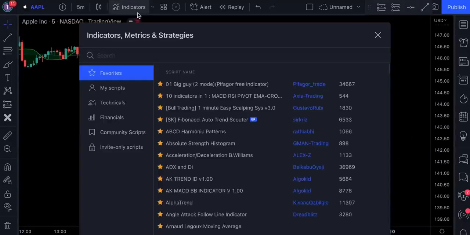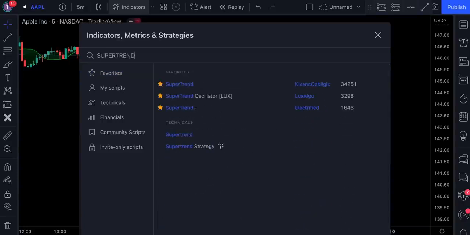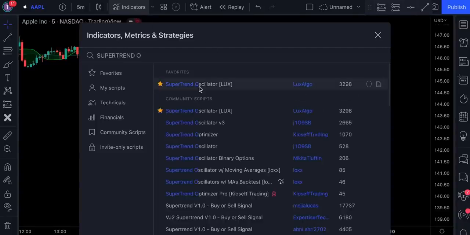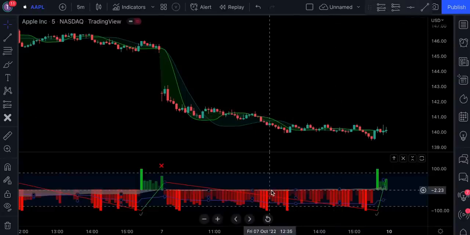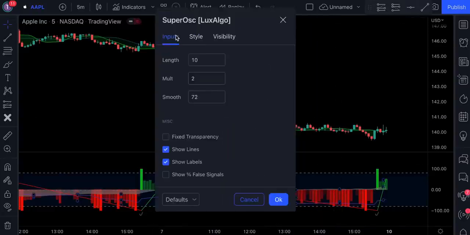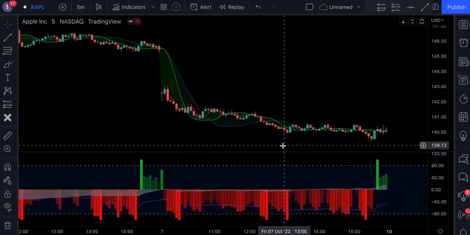So the indicator we're looking for is called the Super Trend Oscillator. This one by LuxAlgo. Now let's double click on it. And in the input section, let's untick these 2 options. Okay, the setup is ready, now let's understand the trading strategy.